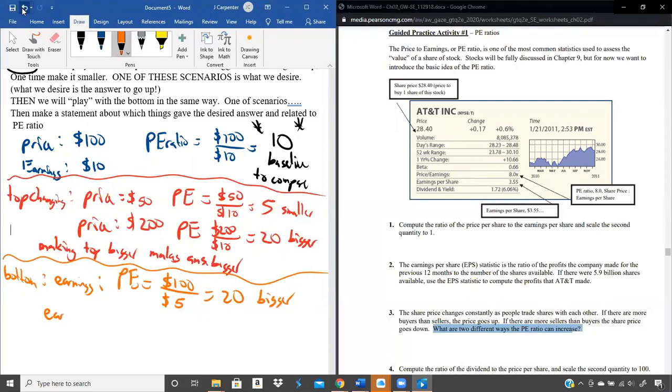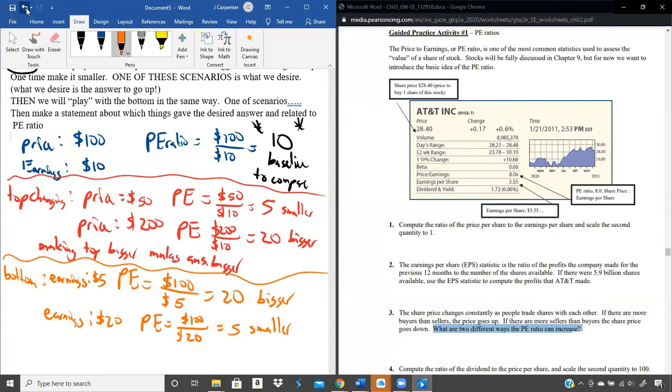Now, let's make the earnings small. I thought I wrote the 5. I must have erased it accidentally. The earnings was 5. Shoot. There we go. Now, instead of going down in comparison to 10, let's go up. Maybe 15. How about 20? I like 20. Let's make the earnings 20. So that makes its PE ratio now, the 100 does not change, but the bottom does. The bottom changed to 20. 100 divided by 20 is 5, which in comparison to the 10 is smaller.